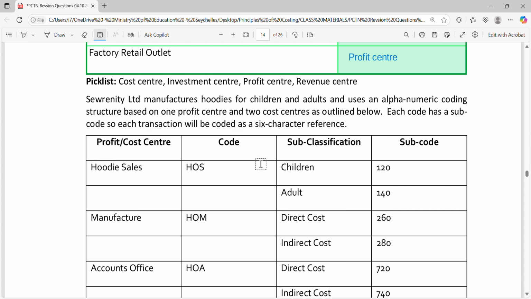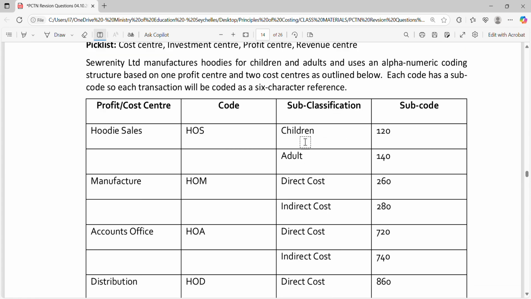Then part 2 of the question says, Serenity Limited manufactures hoodies for children and adults and uses an alphanumeric coding structure based on one profit center and 2 cost centers as outlined below. Each code has a subcode, so each transaction will be coded as a 6-character reference. So we have the code for the profit or cost center, and the code for the subclassification: children or adults for the profit center, and direct or indirect for the cost centers.